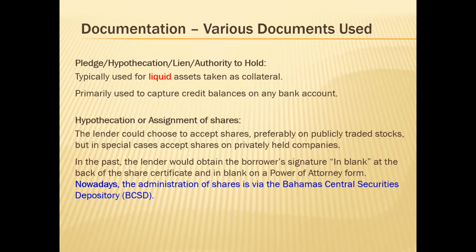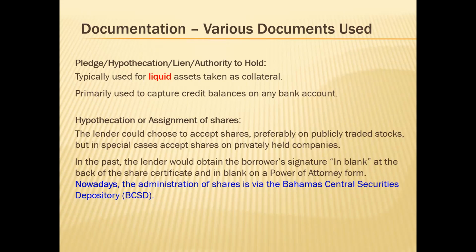This differs slightly from the hypothecation above. The hypothecation above was for liquid assets, such as cash. This one is specifically for shares or share certificates, ownership in publicly traded stocks. The lender could choose to accept shares, preferably in publicly traded stocks, but in special cases, accept shares in privately held companies. Very rarely do we take that risk here in the Bahamas on privately held companies. Most of them are on publicly traded stocks or businesses.